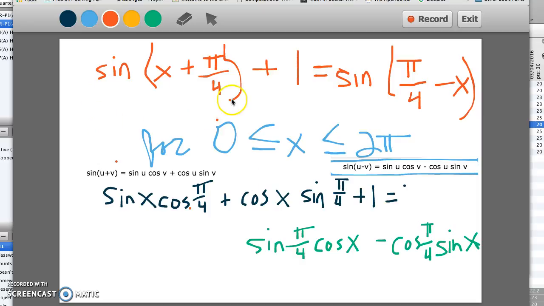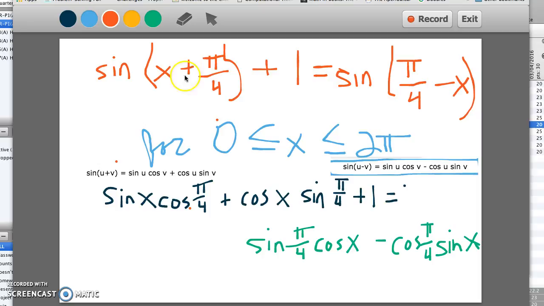Now we're solving an equation using the trig sum and difference formulas. So here's the equation: sine of (x plus pi over 4), plus 1, equals sine of (pi over 4 minus x), for 0 is less than or equal to x is less than or equal to 2 pi. There may be many solutions, but we only care about the ones between 0 and 360.